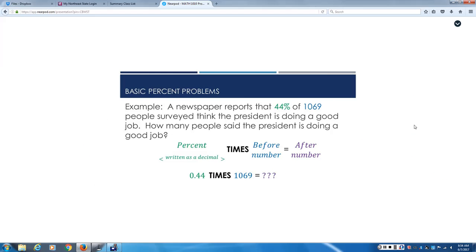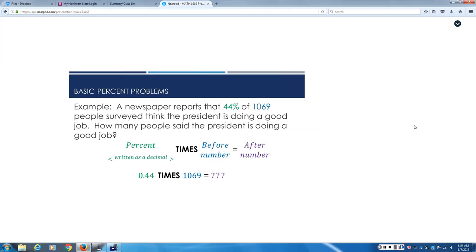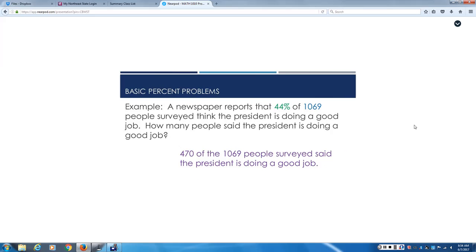So the decimal for 44% is 0.44. And we're going to take that times 1,069 to get what we're asking for, the after number. The after number is how many people in that poll said the president was doing a good job. So now that we've got that, if you multiply 0.44 times 1,069, and you can verify this on your calculator, what do you get?